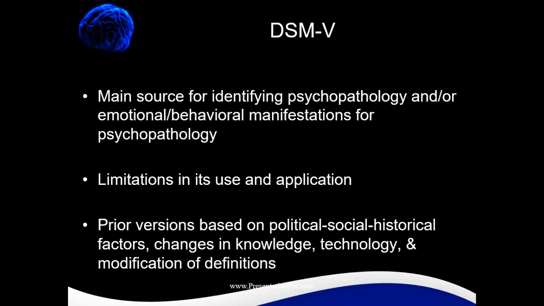The main source that we're using when we're thinking about abnormality and what's normal is the DSM-5. This is the main source for identifying psychopathology and its emotional and behavioral manifestations. There are limitations in its use and applications, and the readings talk about those limitations. It is the gold standard we use for diagnostic purposes, and we also use the diagnosis to help form the basis of our intervention and treatment plan. But it's not without its limitations. One, the cultural context in which the DSM-5 is created and administered is not always culturally friendly to all.